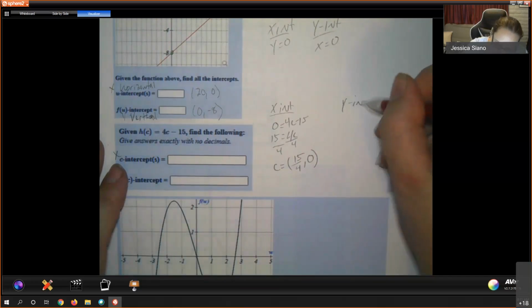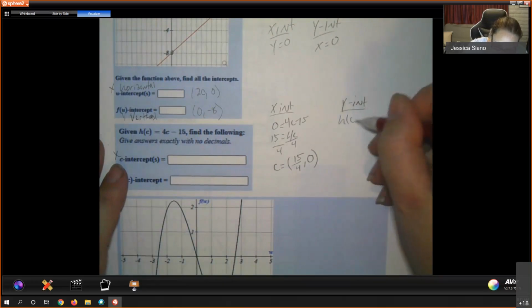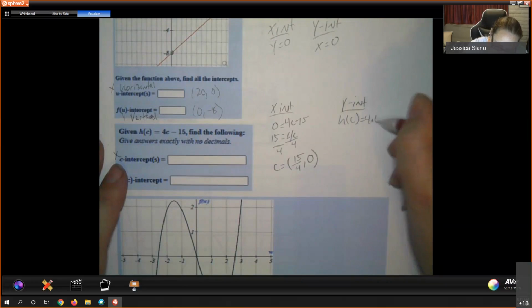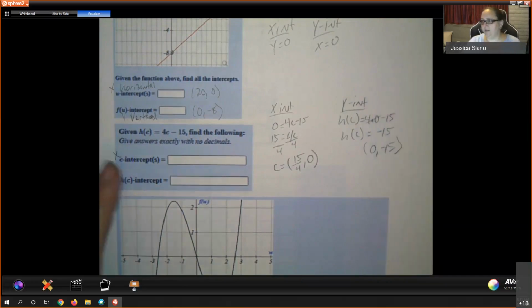And then my y-intercept is where x is 0, or in this case, c is 0. So h of c is 4 times 0 minus 15. So h of c is minus 15, but we're going to put that in as (0, -15).